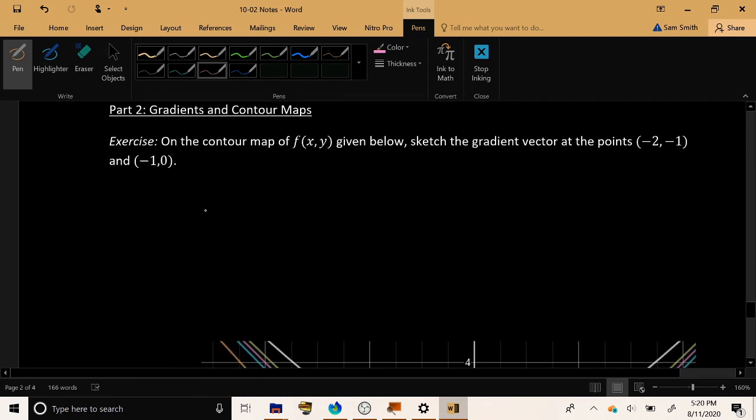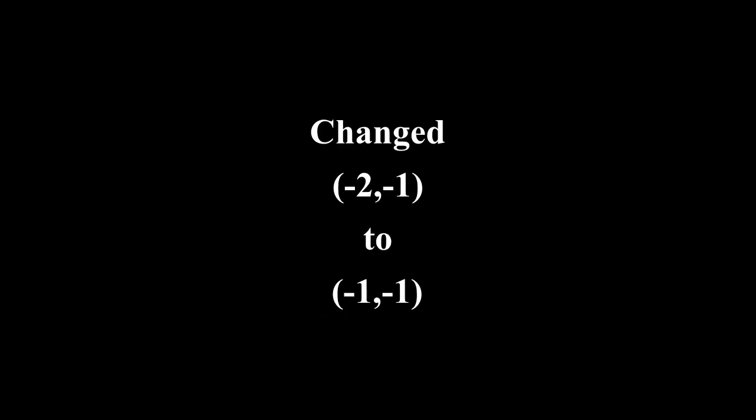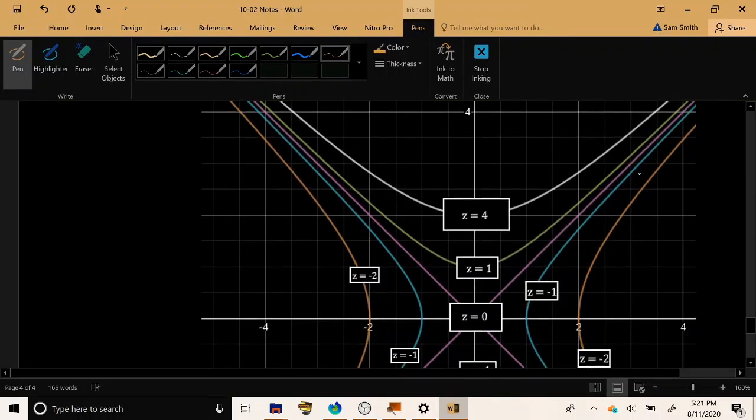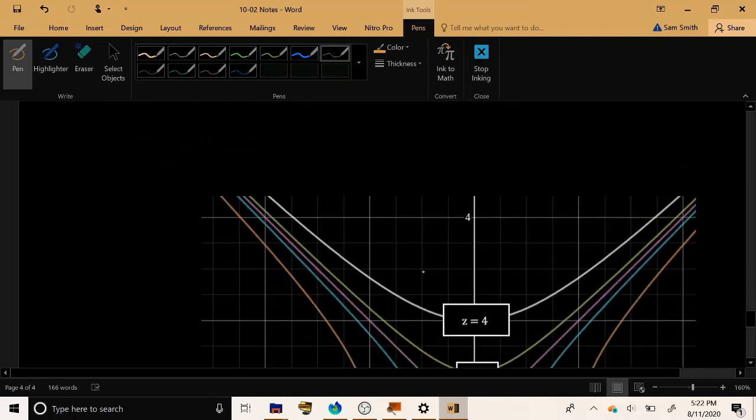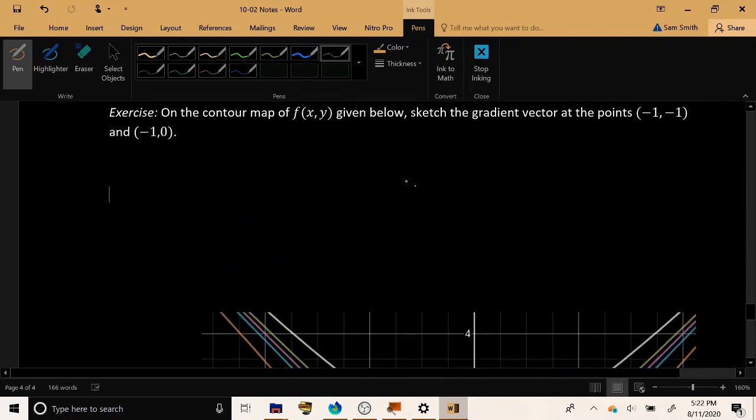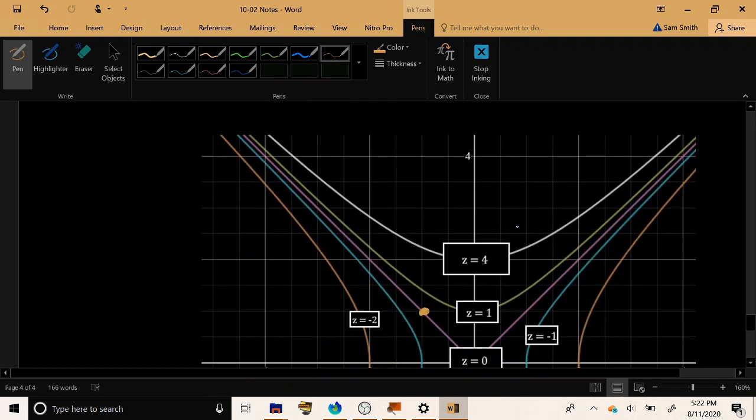Okay, so now let's consider what happens if we try and find some gradients using contour maps. On the contour map of f of x, y given below, sketch the gradient vector at the point (-2, -1), and again at the point (-1, 0). Point (-1, -1), which as before is located on the level curve right here. Let's consider what we would get if we traveled a little bit, trying to increase the output of the function as fast as possible.